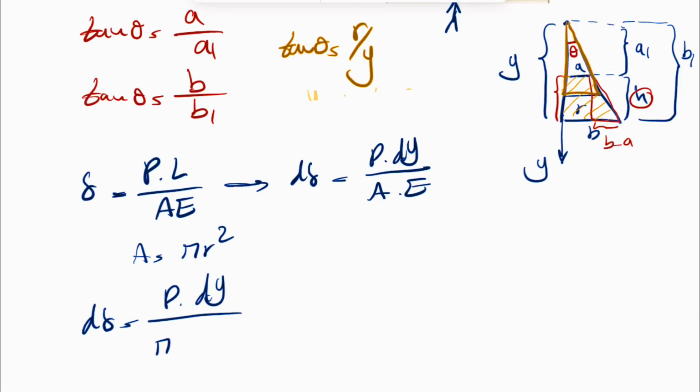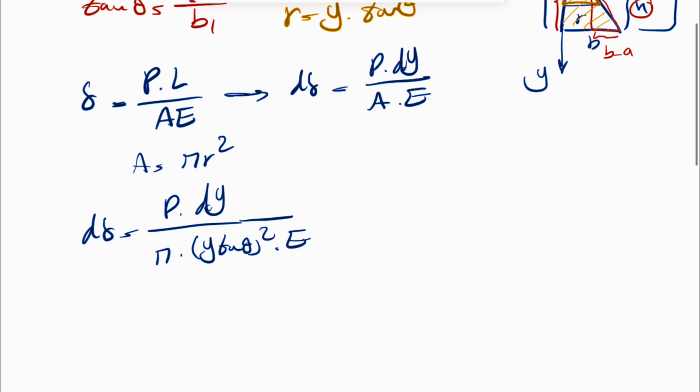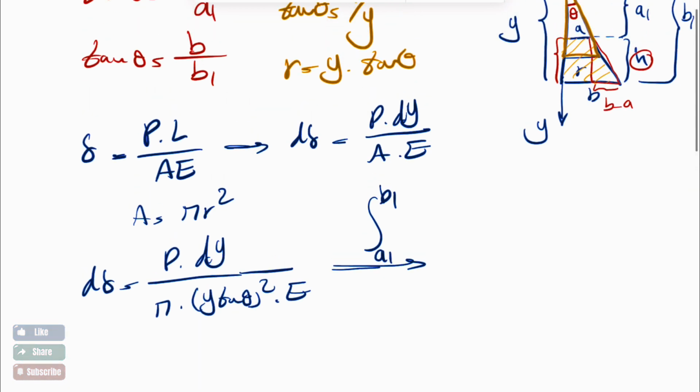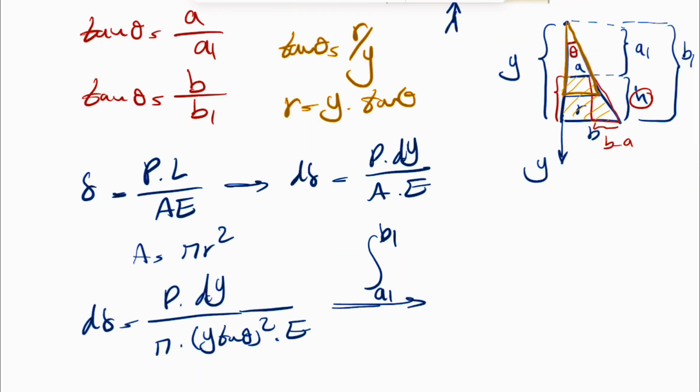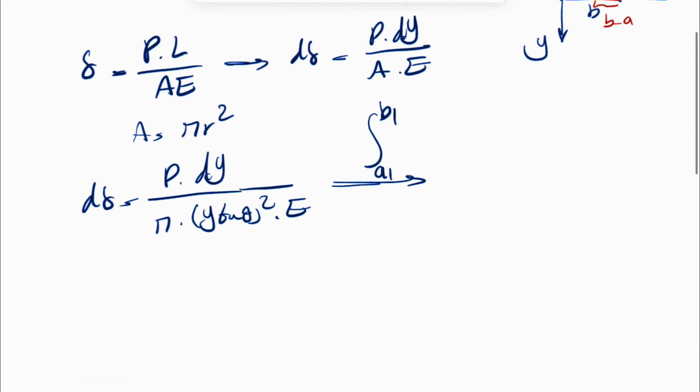I made a mistake in the previous part. So here our r is equal to y times tangent of theta. I'm just going to put that in here. So we have r squared, which is basically y tangent of theta to the power of 2, and we're going to have the elastic modulus. Now we can do our integral starting from a1 to b1, which is how we make our partial cone. So this is going to give us the deflection of point A.